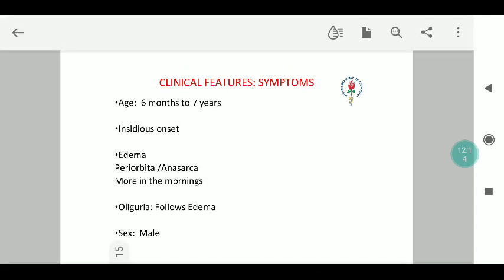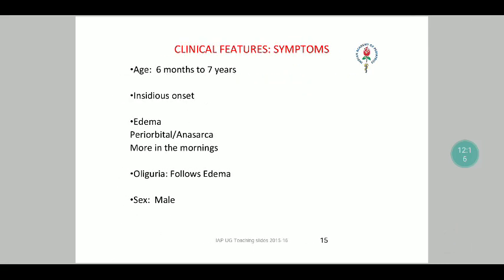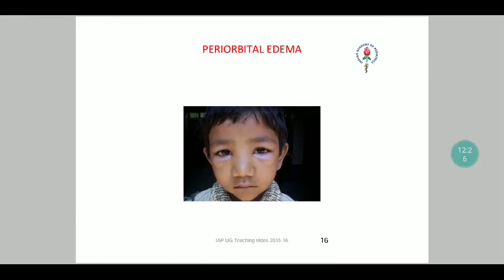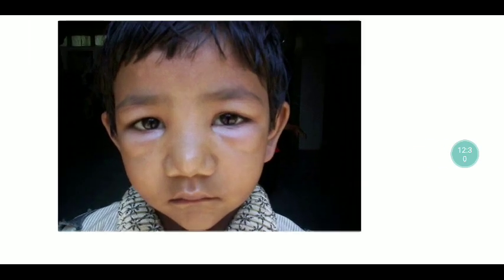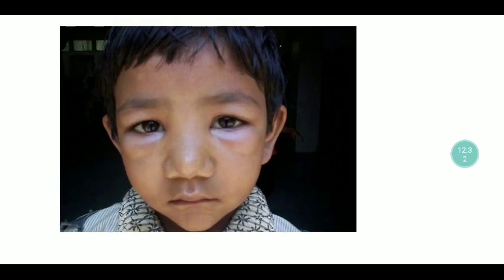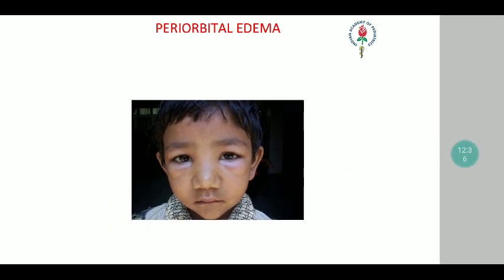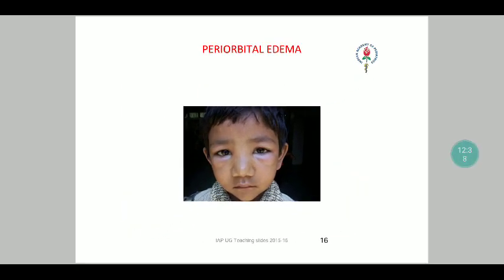Thirdly, oliguria. It generally occurs as a following feature of edema because the amount of circulating volume is reduced and there is an accumulation of fluid in the interstitium and there is a failure of excretion. It's as simple as that. So this photo is a typical periorbital edema. Facial puffiness is not as much in this child, but with this periorbital edema in the nephrotic age group, you can think of nephrotic syndrome.